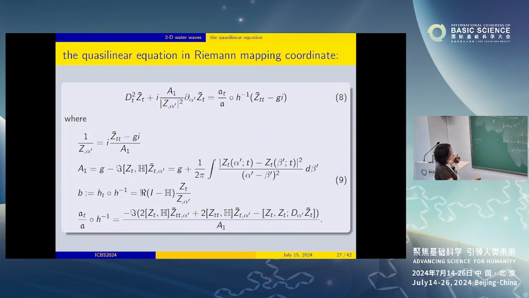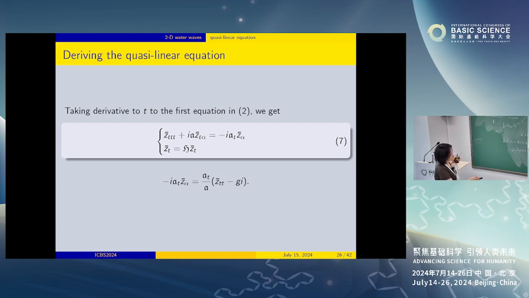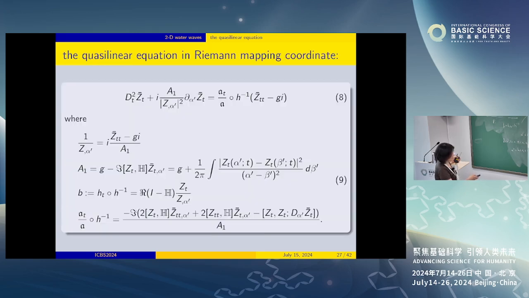It's like writing the same equation in the Riemann mapping coordinates, right? Because in Riemann mapping, everything is so much easier to compute. So this is two material derivatives of velocity, and this is like i A ∂_α Z_t. And the right-hand side, we can compute it to be this, okay? And the reason this is a lower order term is we know the commutator gives you a gain of derivatives, right? So this is a lower order term.